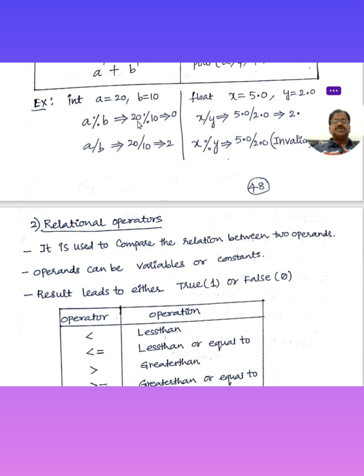A modulus b, 20 modulus 10, gives remainder 0. A by b, 20 by 10, gives quotient 2. In float, 5.0 by 2.0 we can get the quotient as 2, but the modulus operator cannot be used like this. For floating point values we cannot use the modulus operator.